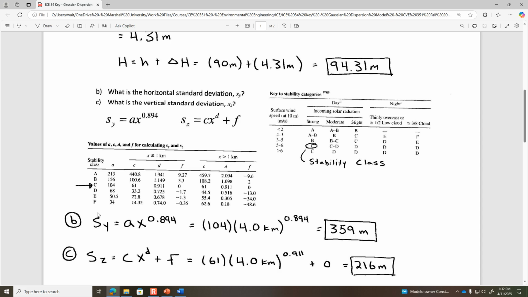If you think about what the area under the curve means, one standard deviation on either side of the center line represents 64% of the area under the curve.